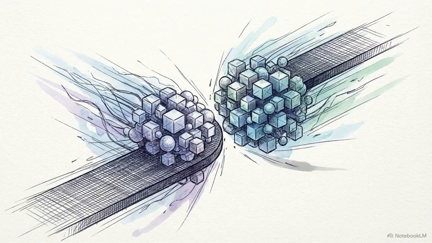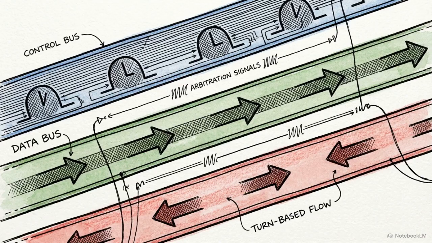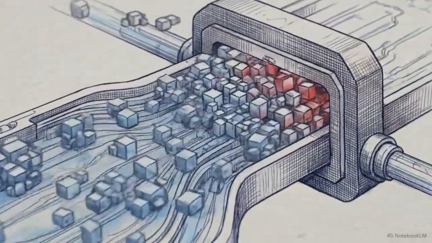What happens if two devices attempt this process at the exact same time? Look at this schematic of a central data bus. Every single line has multiple sources and destinations. If two devices transmit during the same time period, their electrical signals physically overlap on the wire, destroying the binary integrity, turning voltages into a garbled mess. The bus architecture only survives because those control lines enforce absolute turn-based arbitration over who is allowed to use the lines. While the single bus solves the pin problem, it creates a hard performance ceiling as computers grow more complex.